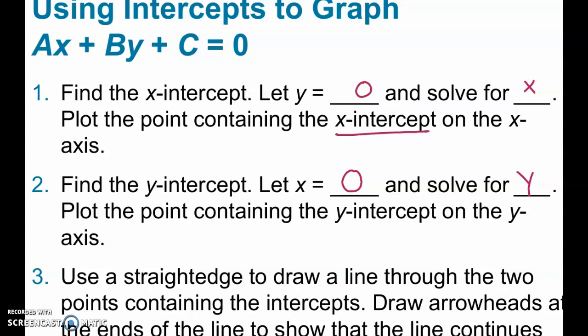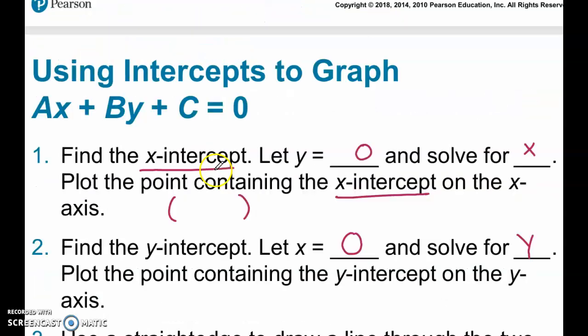Now, why can I do this? Finding the x-intercept, let's take a look. Let's go back to this graph.